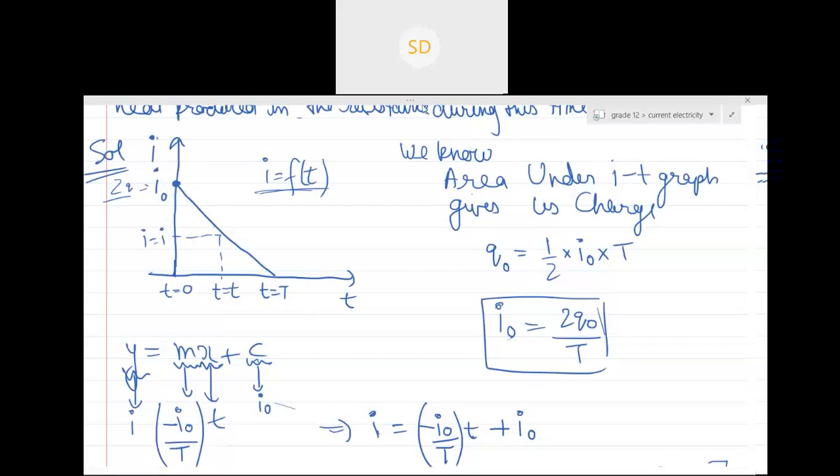So y is equal to mx plus c, and here the y-intercept, can you see from here to here the length on the y-axis is I naught. So the y-intercept was I naught. The slope you calculated, minus I naught by T. How did it become minus I naught by T? We're taking 2 points and basically finding the slope. Taking the points, we found the slope and put the slope there.